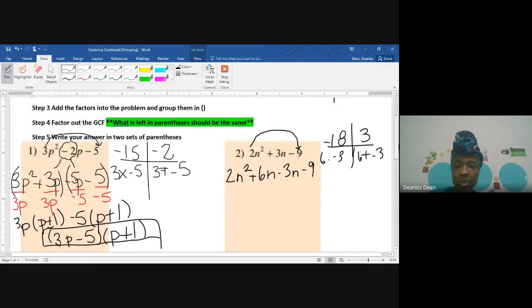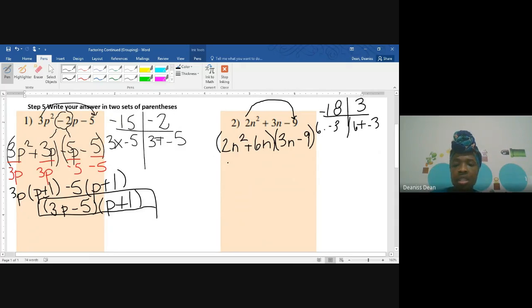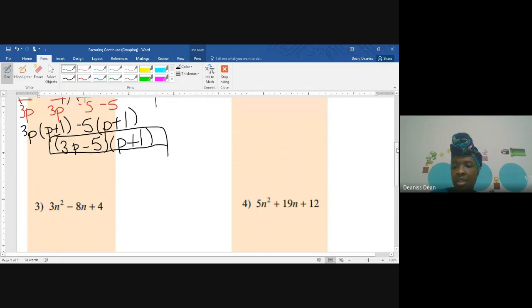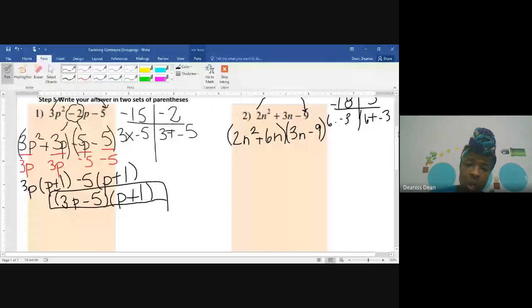And I'm going to group them in parentheses. So I'll group them in parentheses now, and that's a negative 3, okay? So group them in parentheses. Step 4 is to find the GCF of each set of parentheses. So we have 2n squared plus 6n. So what would be your GCF for this set of parentheses, for this first set?